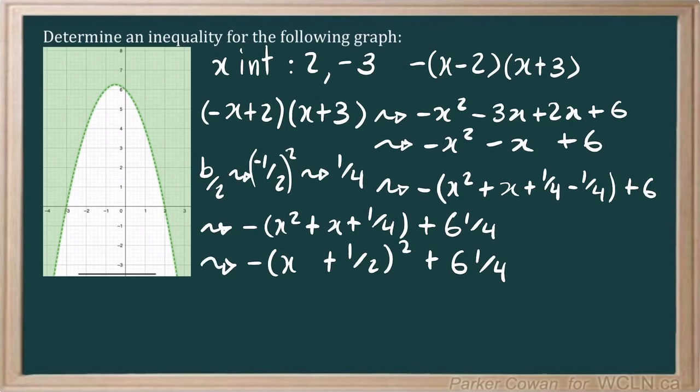Now all we really need to do is determine which direction our inequality sign is going to be, and there's one simple way to do that. We can just notice that the shaded region is above this parabola, so we basically want to have the inequality such that y is greater than our parabola, because it is above.